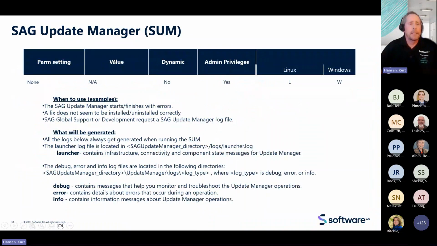And then the software update manager. The software update manager is always logging, so if you run into an issue applying a fix or trying to uninstall a fix, we're always writing. There are a couple of different directories, but we are always logging information, so you don't need to turn this on and off. If you're having a SUM problem, we usually will ask you for these logs in these directories.